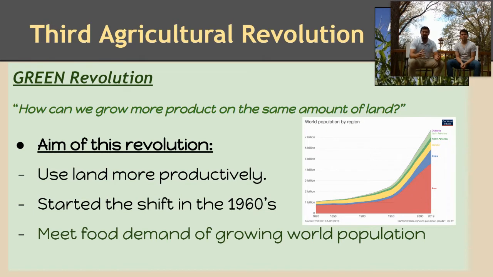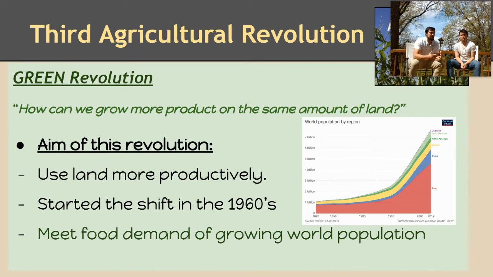All right. And the big question that people wanted to answer was, how can we grow more product on the same amount of land? All right. You know what arable land is from past units. All of that in the world basically being used. All right. Graph on the right, growing population. We need more food. All right. There are two other main aims of this revolution, which was, well, A, to use the land more productively, and then B, meet the food demand of a growing world population.